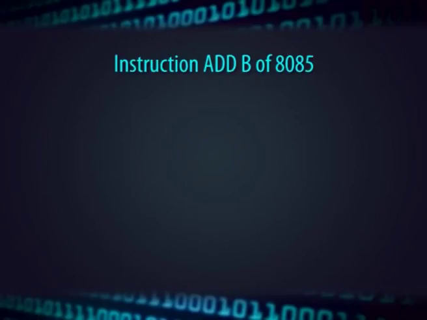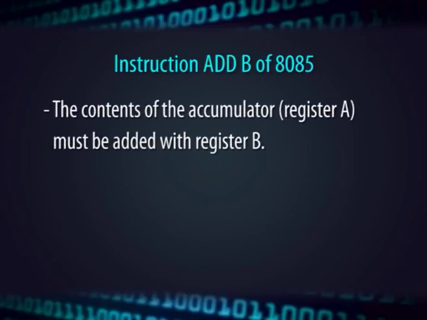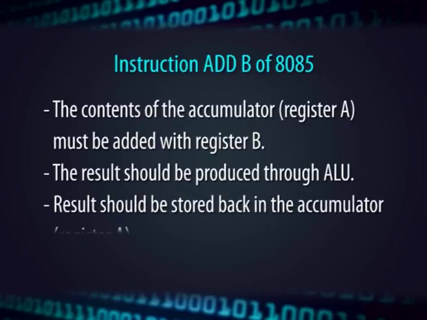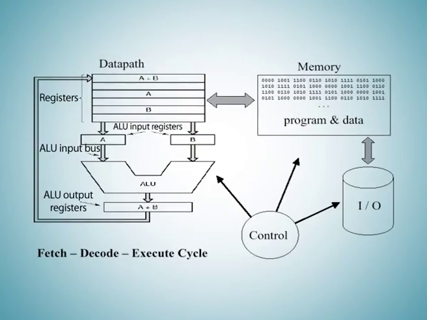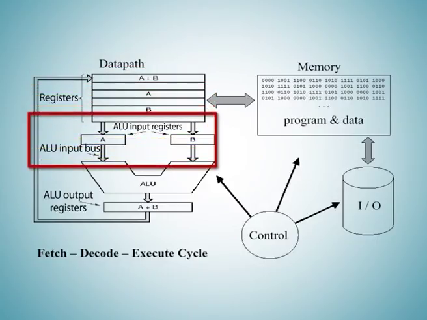In order to understand a microinstruction, assume a simple instruction, ADD B of the 8085. The ADD B of the 8085 implies that the contents of the accumulator, which is register A, must be added with register B, and the result should be produced through the ALU, and it should be stored back in the accumulator register, which is A. In order to execute the instruction, the contents of registers A and B must first be copied to the inputs of the ALU.